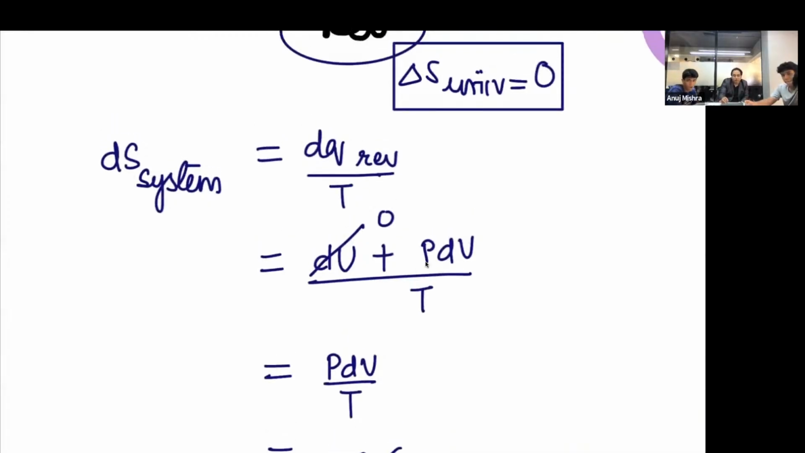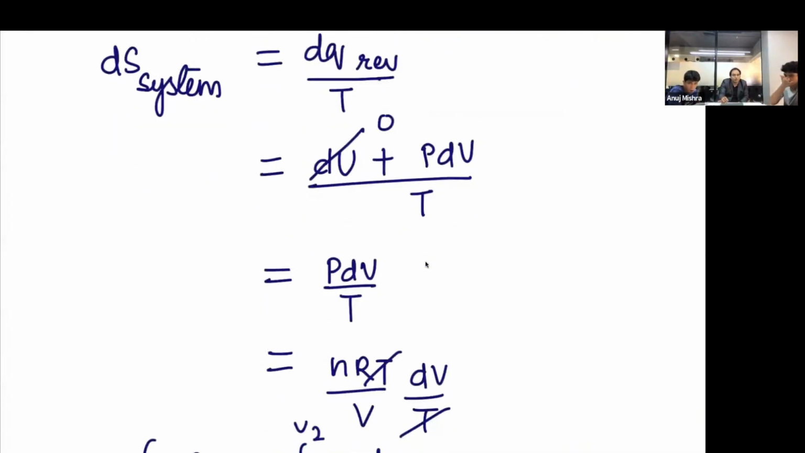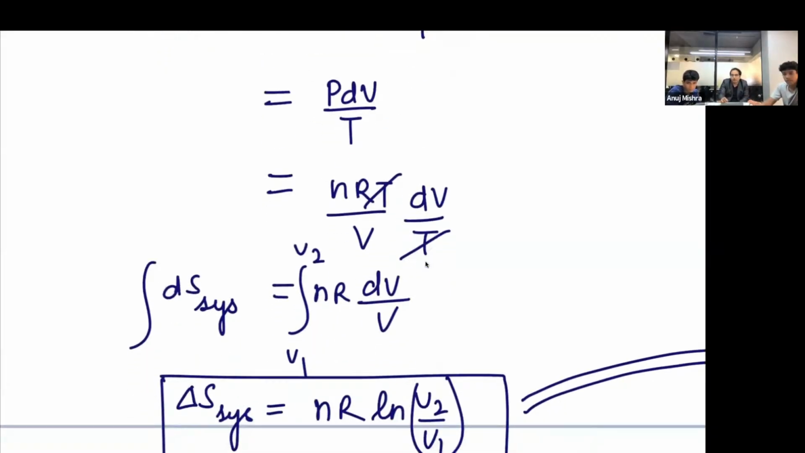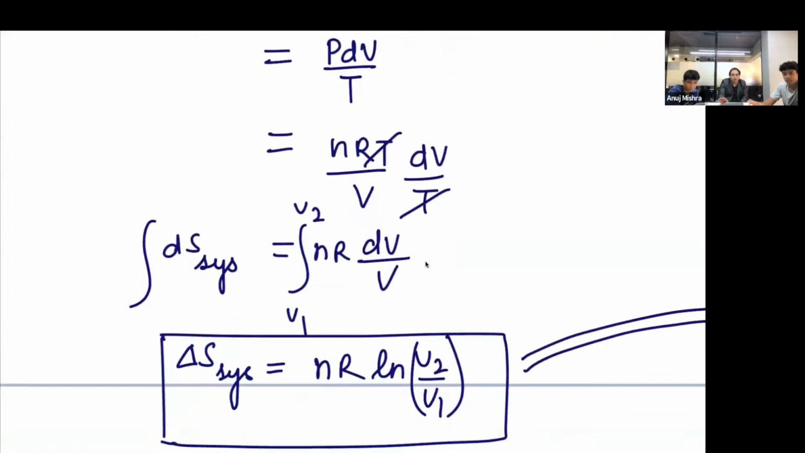आपने ऐसा लिखा: dS is dq reversible upon T, dq reversible is dU plus PdV upon T. PdV को लिख दिया आपने nRT upon V. Just see. Integrate किया, integral dS system is this formula. ये formula note कर लीजिए. Directly use कर सकते हैं. Delta S system is nR ln V2 by V1. किसके लिए valid formula? Isothermal reversible case. ठीक है? Direct formula is valid.